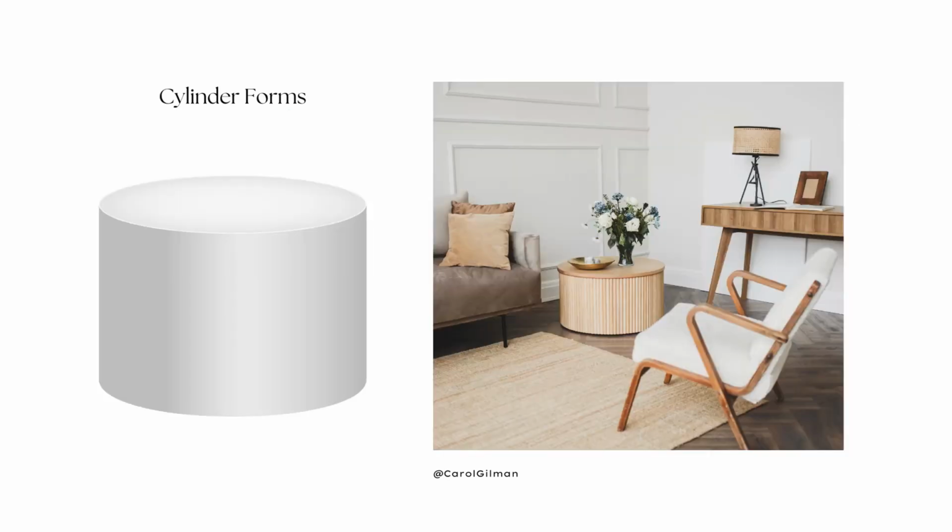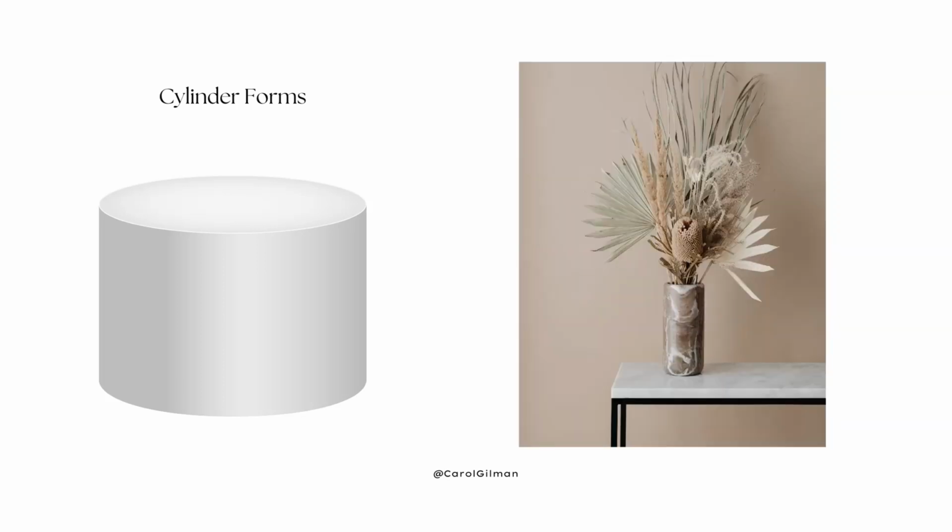Another form that we see in our homes, we could describe as being circular, but with straight sides. So we're talking about a cylinder. We could look at maybe a little side table or a little coffee table that has straight sides but is circular, and that has a cylinder form to it. We could also think about a vase as another example of that.